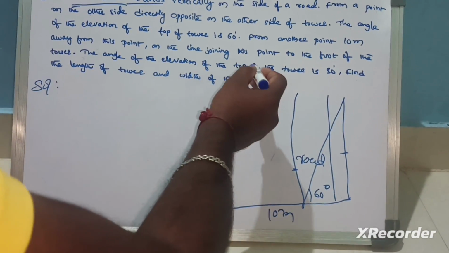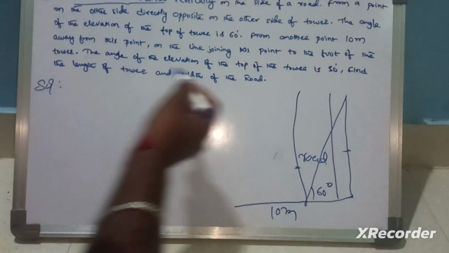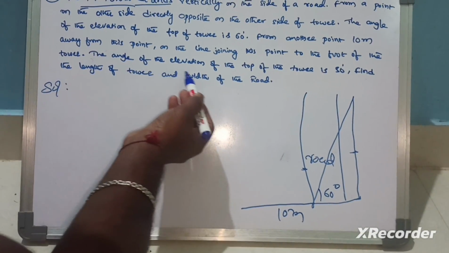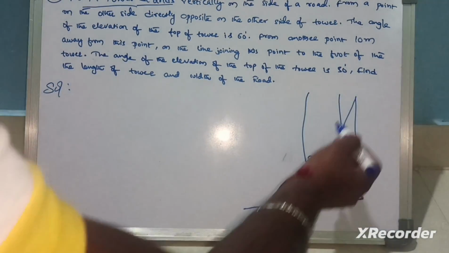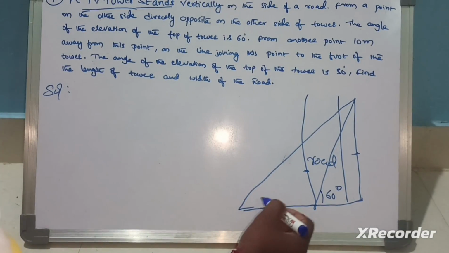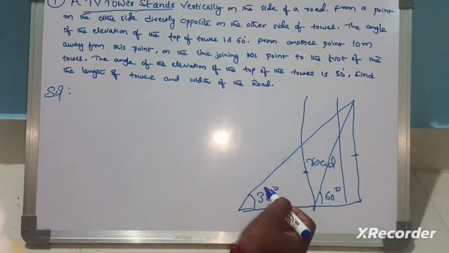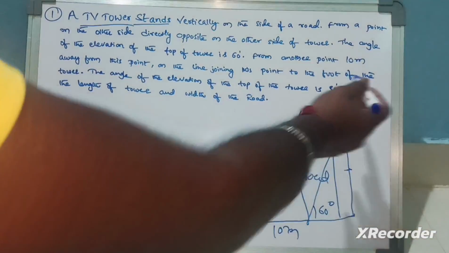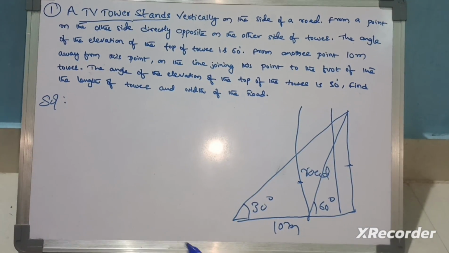Away from this point, and the line joining this point to the foot of the tower, the angle of elevation of the top of the tower is 30 degrees. Again 30 degrees angle of elevation. Okay, find the length of the tower and the width of the road.